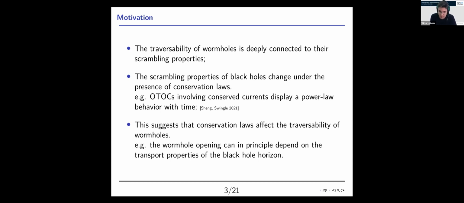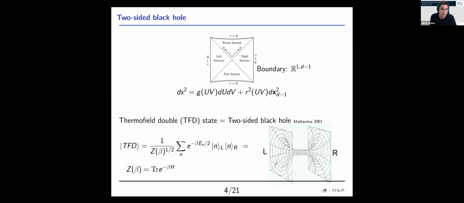Let me explain the physical setup that we are going to be studying. I'm going to consider asymptotically AdS two-sided black holes. Above here, I have a Penrose diagram of the black hole which I am going to be considering, and the metric is shown here.